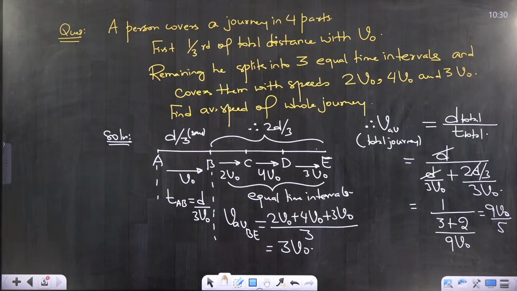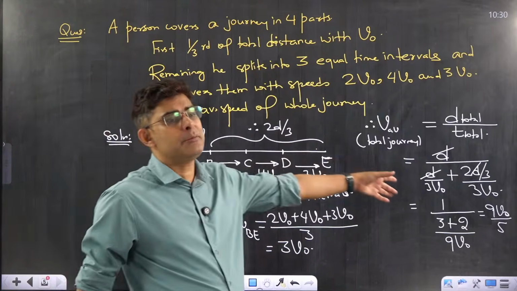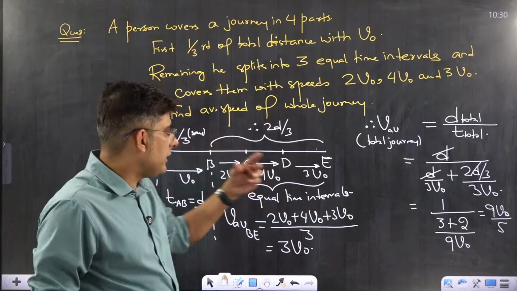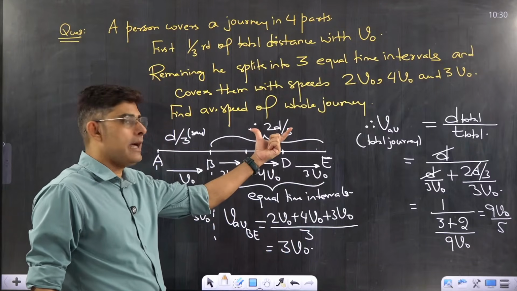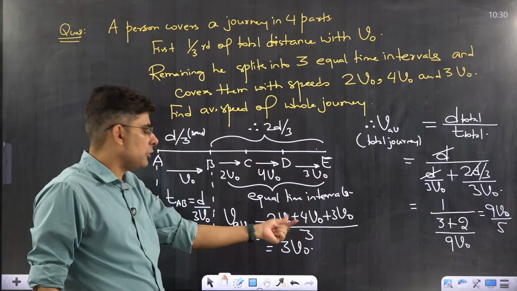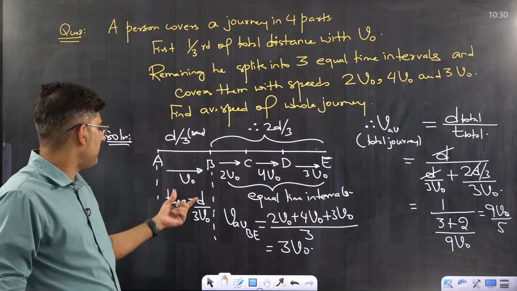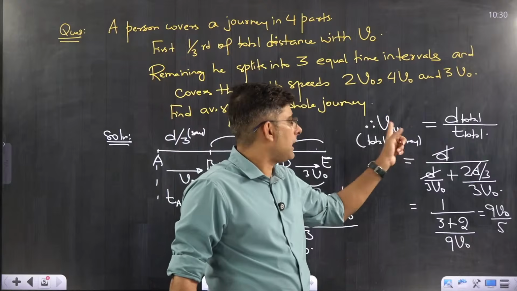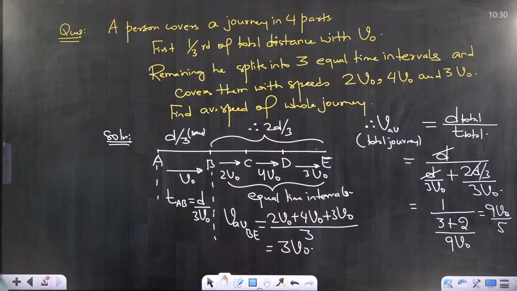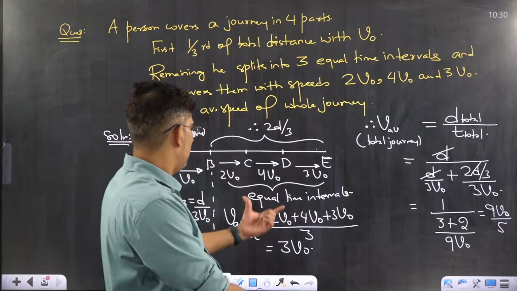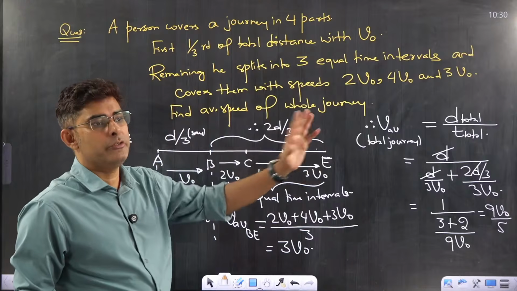While you are actually solving the problems, you need not write so many steps. If you know that these are two equal time intervals, directly write the average. You got the average speed and the distance, divide both, you get the time. Total distance by total time is the average speed of the whole journey, you get 9 V naught by 5. Is it clear? With limited variables and using an interesting and important concept of equal time intervals, we can solve the question very fast.